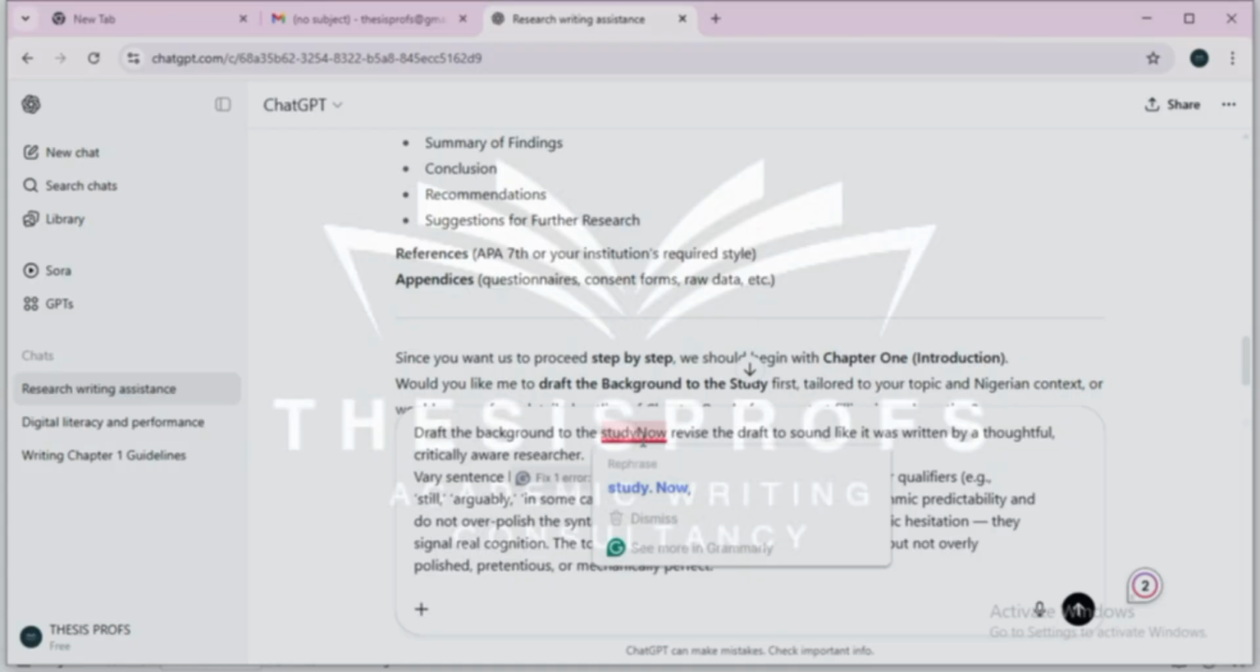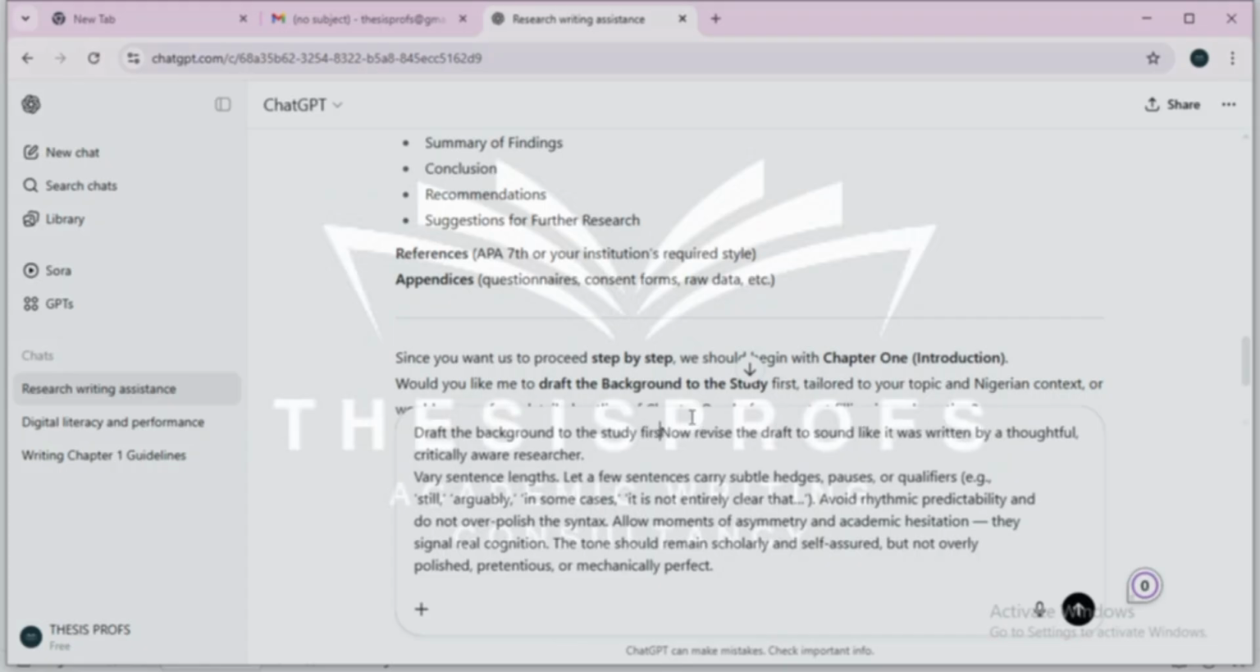Draft the background to the study first. Then full stop. Now draft it to sound like it was written by a thoughtful, critical, aware researcher. Are you with me? Yeah, be with me, please.